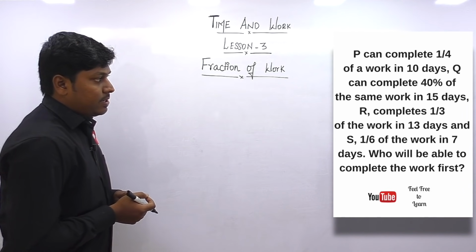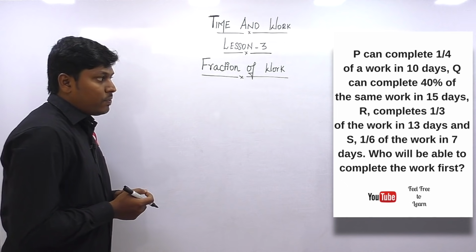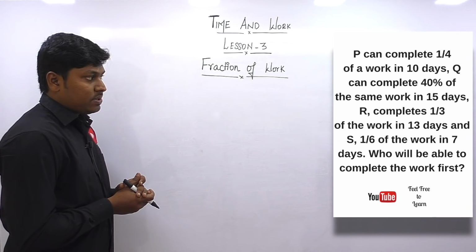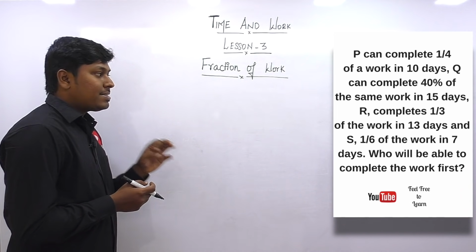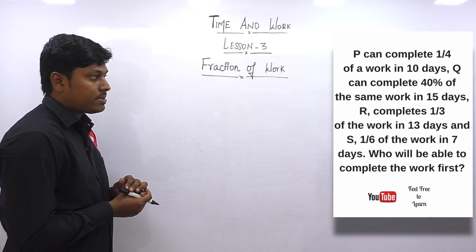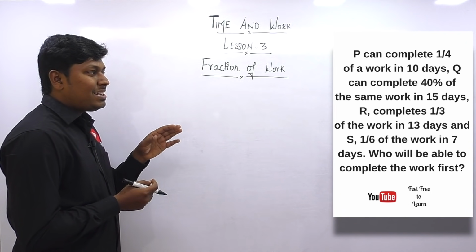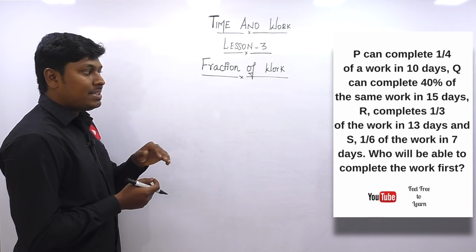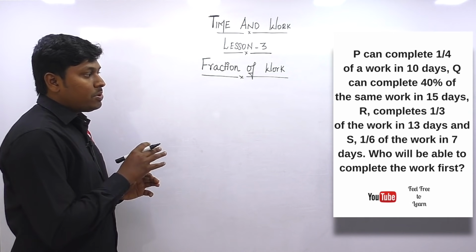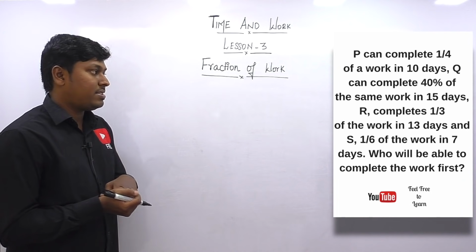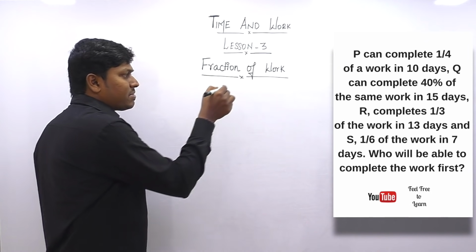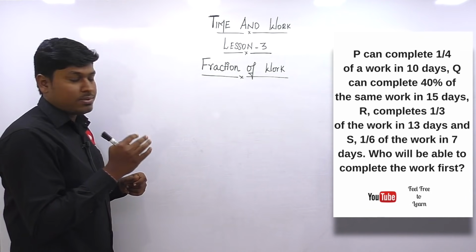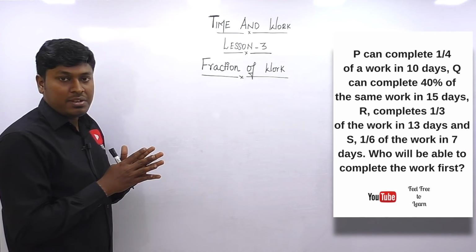Question number 3. P can complete 1 by 4 of a work in 10 days. Q can complete 40% of the same work in 15 days. R completes 1 by 3 of the work in 13 days. Then S completes 1 by 6 of the work in 7 days. Who will be able to complete the work first? Interesting question. So friends, first of all, in this question they are talking about totally 4 persons. Our target is to find who will complete the work first.